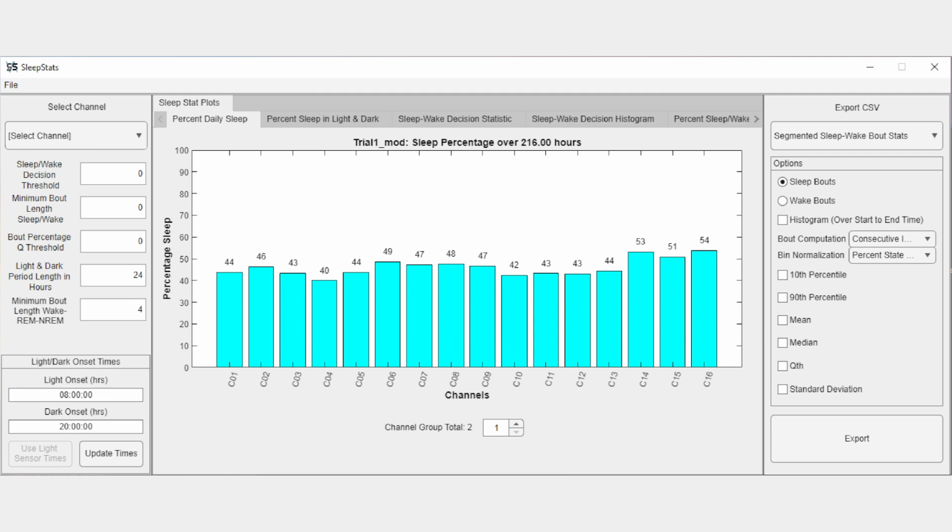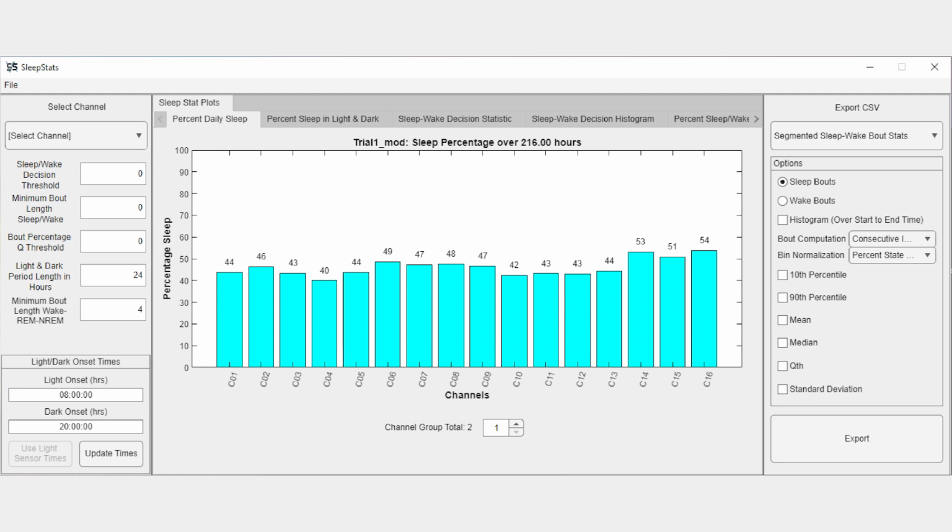For now, let's look at the % daily sleep plot and the options for producing this graphic. This plot computes the percentage of time spent sleeping over an integer of multiple days, based on the light-dark period setting, which by default is 24 hours. Full days are counted from the first light onset to the last light onset. The time before the first light onset and after the last light onset are excluded from the computation. There should be at least one full light period followed by one full dark period for these plots.